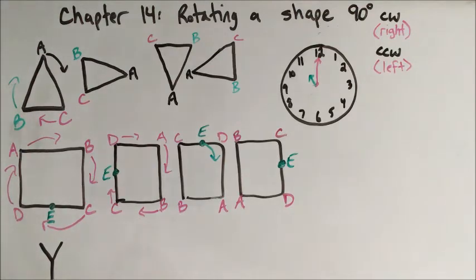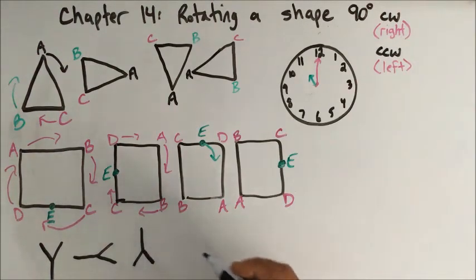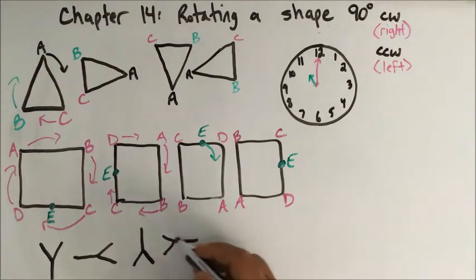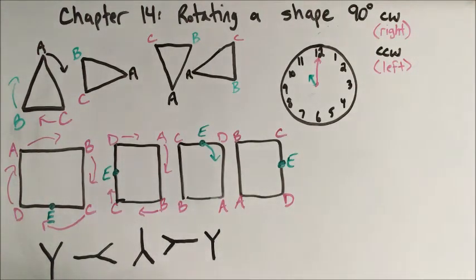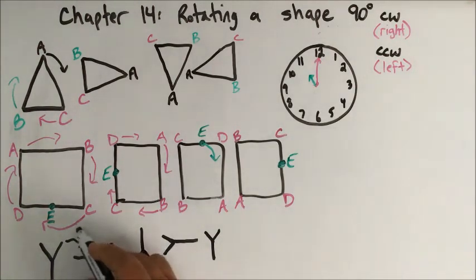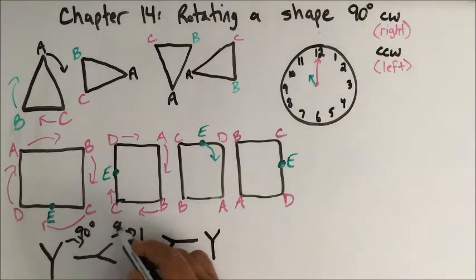If I'm rotating a letter, it's the same rules. So if I'm rotating the letter Y, if I want to rotate it 90 degrees, everything's going to come to the right. So my Y is going to look like that. If I rotate it 90 degrees again, my Y will be upside down. 90 degrees again, will be facing left, and then back to my original position. So each of these is 90 degrees.